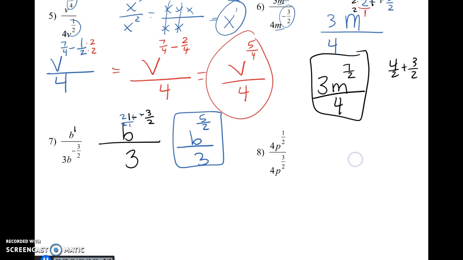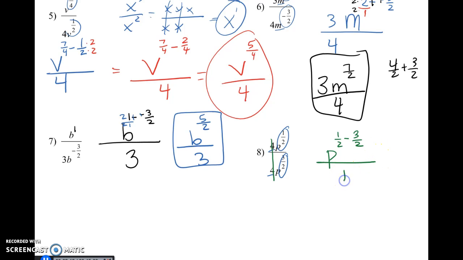For number 8, I have my p's with the same bases. I also have my 4's with the same bases, right? So 4 divided by 4 reduces to 1. Then for my p's, I know I can subtract the exponents. So I have p to the 1/2 minus 3/2. And I have common denominators already, so that's good.